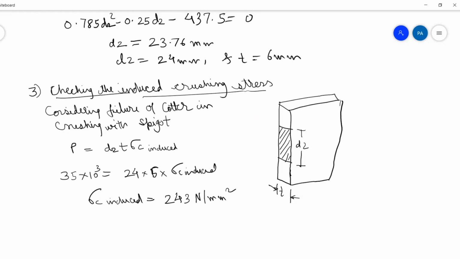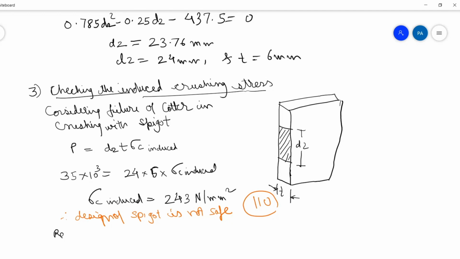So we can see now permissible is how much? Permissible is 110, and this is more than permissible. So what will happen here? We can say that therefore the design of spigot is not safe, because this will fail. Either the cotter will fail or the spigot end will fail in crushing. Here this will get crushed. So what will we do? We will re-evaluate the value of D2 and T.